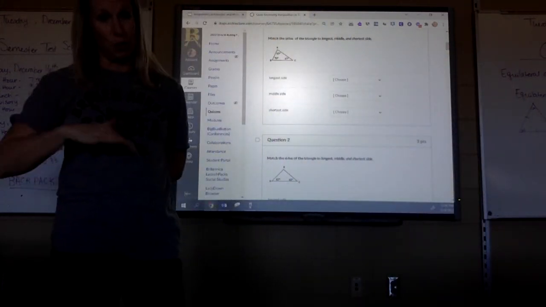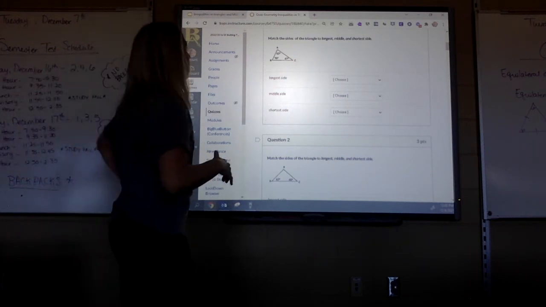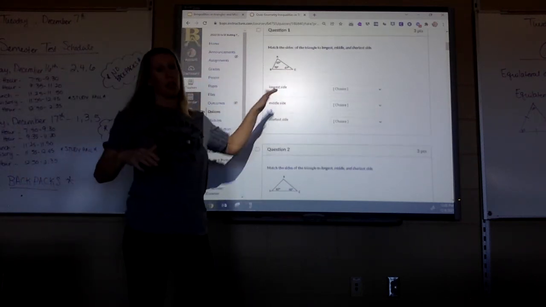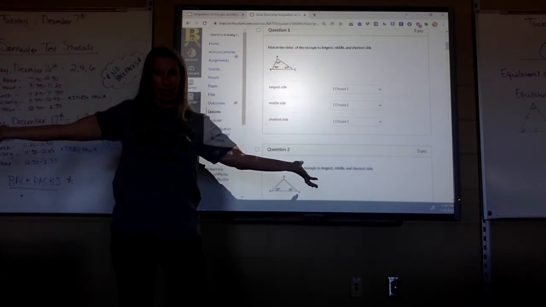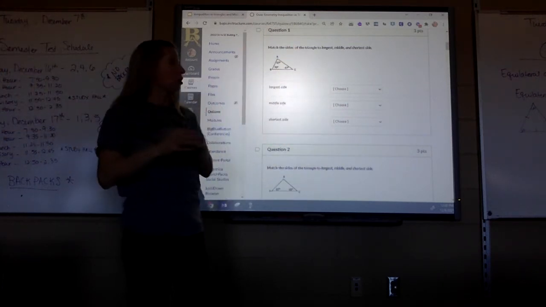All right, so on these, first you're going to do the longest side to the shortest side. So on the examples, we did short to long. Now we're going to do long to short. So remember, to get the longest side, look across your biggest angle. To get the shortest side, look across from your shortest angle.